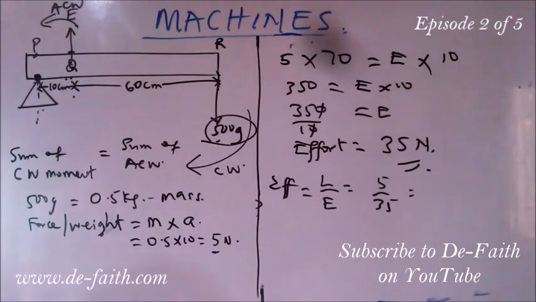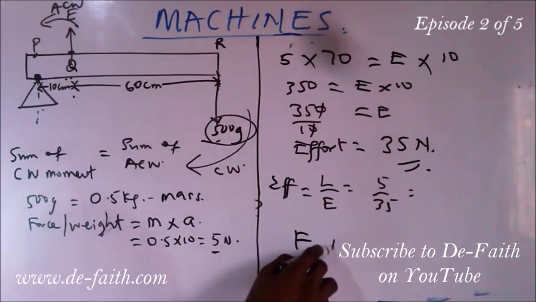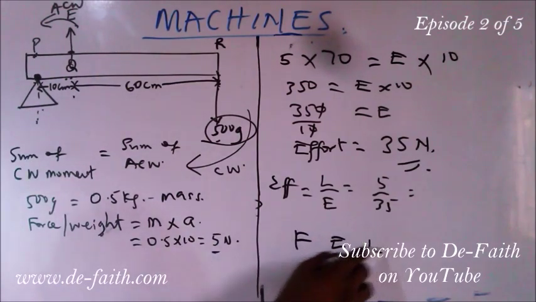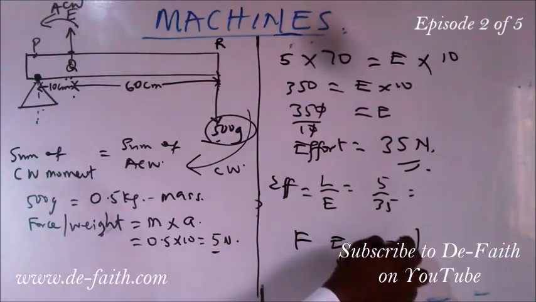And what order of lever is this? Because this is a lever. Now the order of this machine is a third order lever. Why? Because we have the fulcrum, we have our effort at the center, and we have our load. So the emphasis is that the effort is at the center. So this is a third order lever.